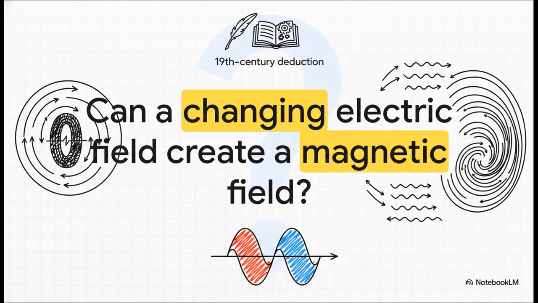So let's start with a fundamental question that kind of changed physics forever. Now, you probably already know that an electric current produces a magnetic field, right? And thanks to Faraday's law, we know a changing magnetic field creates an electric field. But what about the reverse? Does an electric field changing with time actually generate a magnetic field? Well, to figure that out, we have to look at a totally brilliant deduction from the 19th century.